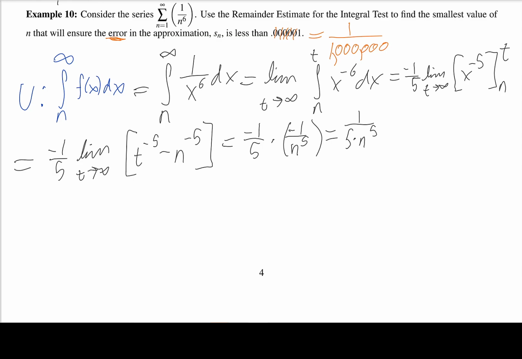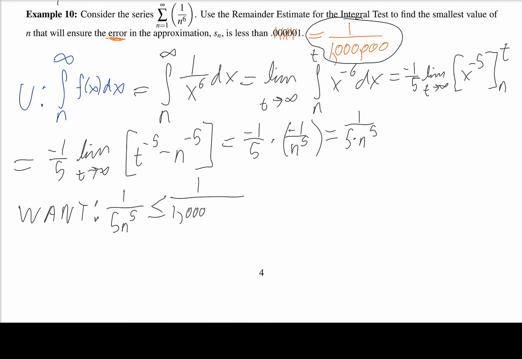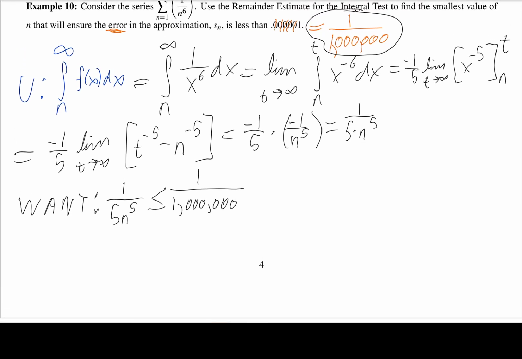Now, what we want is we want this to be less than our error, which is given by this orange number. So I'm going to write that down. We want what we calculated, which was 1 over 5n to the 5th, to be less than or equal to 1 over 1 million. So now we're trying to solve this inequality. So what I'm going to do is I'll multiply by 5 on both sides. So that means that 1 over n to the 5th has to be less than or equal to 5 over 1 million.